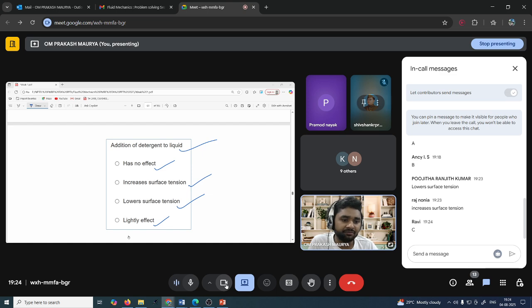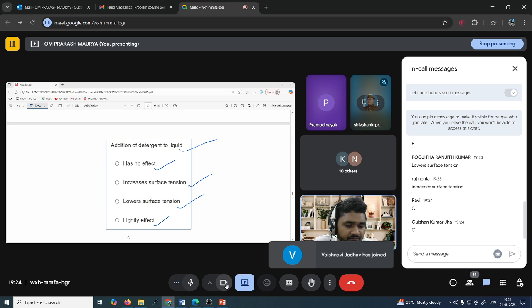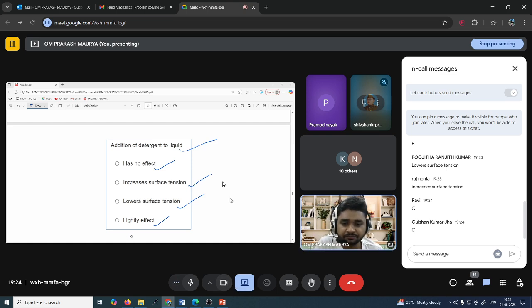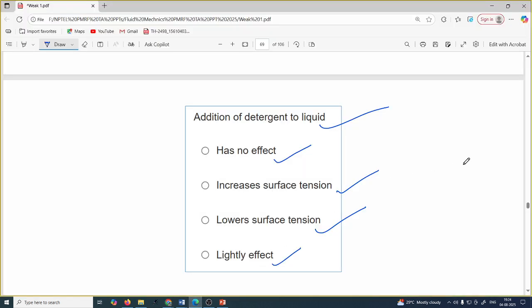I'll give you a live example, just try to visualize, then you might understand this question. Okay, Ravi is telling C, Gulshan is also telling C, lower the surface tension. Okay, let me discuss. Everyone please try to think. Let us have a surface with some water. You can think about the surface of your bathroom.